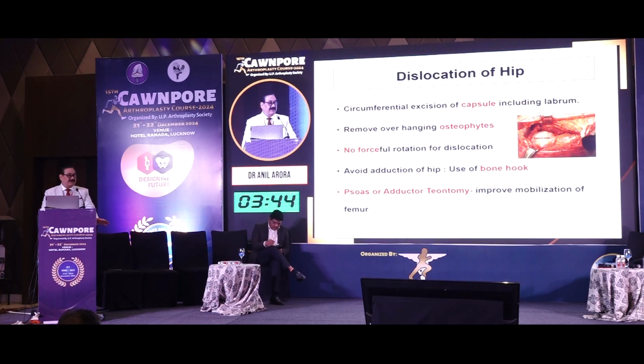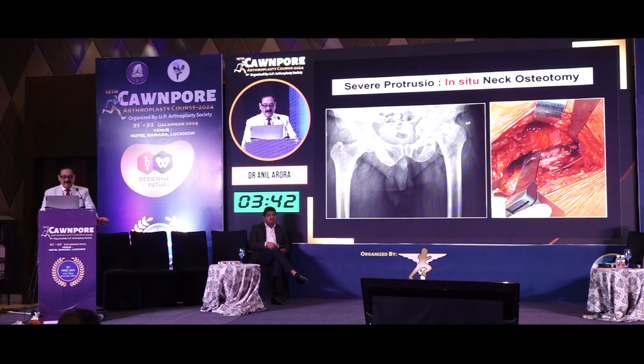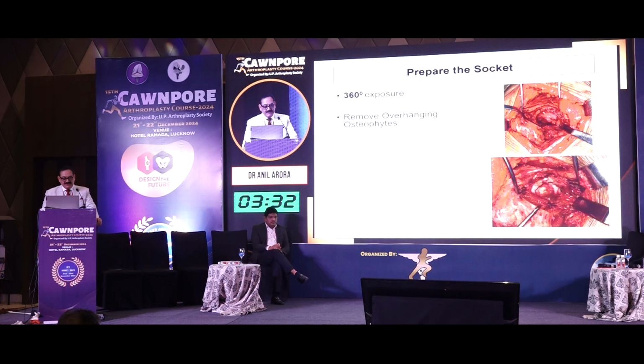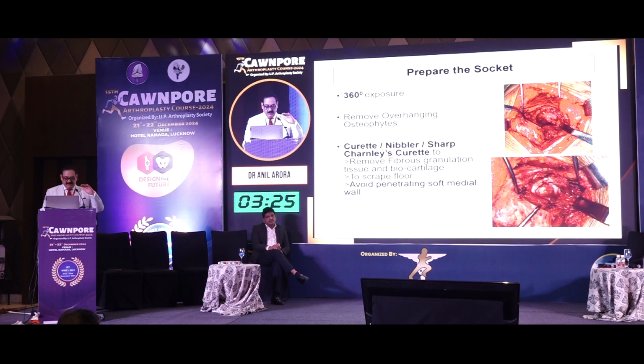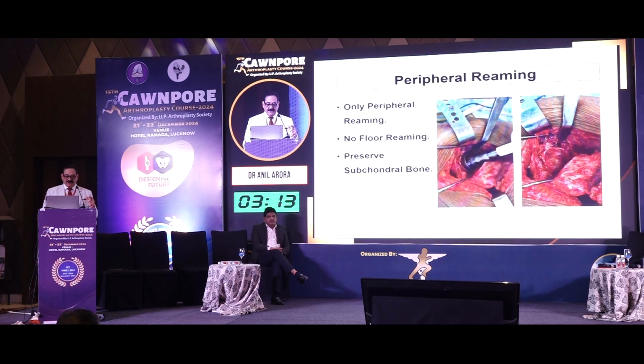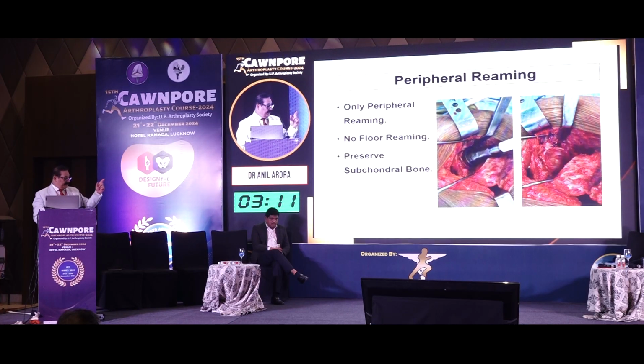In case it is severe protrusio, you don't want to take the head out; you need to go ahead and do an in situ neck osteotomy. Beware, don't damage the trochanter, don't damage the posterior wall of the acetabulum. Once you have exposed the acetabulum, have 360-degree exposure, remove overhanging osteophytes, expose the floor, remove the pulvinar, the remaining cartilage, fibrous tissue, etc. Carefully inspect the acetabulum for any breach in the floor, and after exposure, do peripheral reaming. You need to do peripheral reaming.